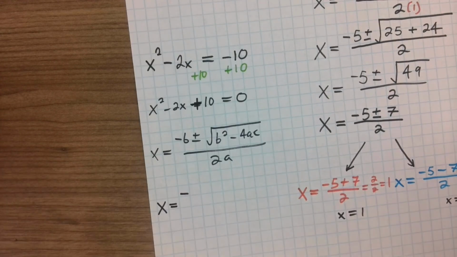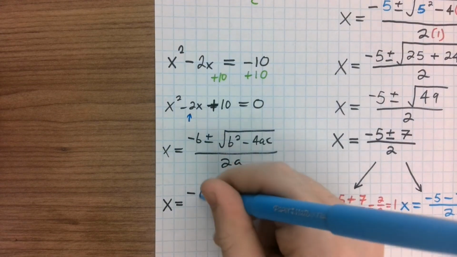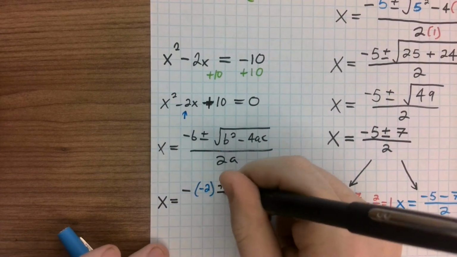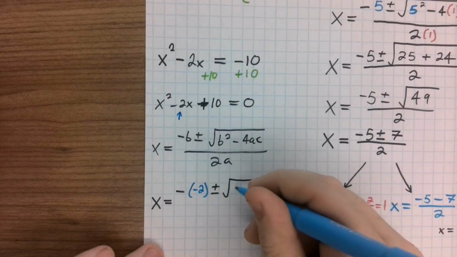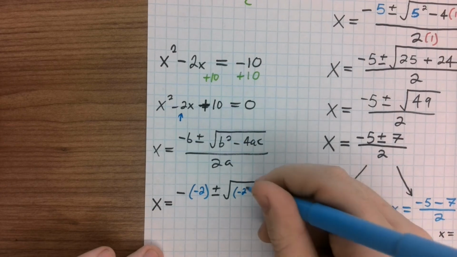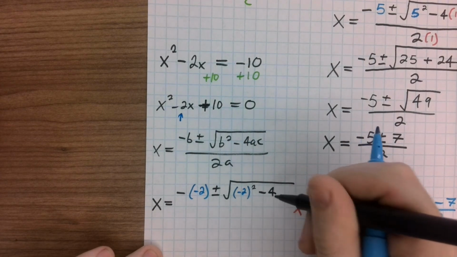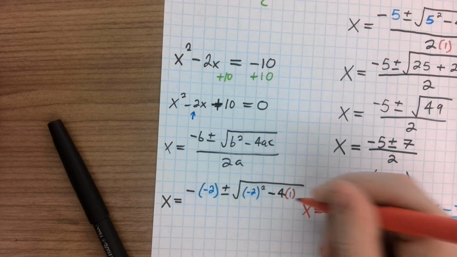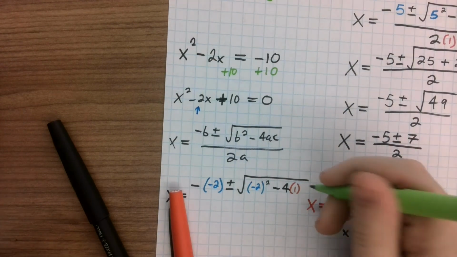X is equal to negative b. Well, our b value here is negative 2. So let's plug in negative 2 plus or minus the square root of b squared is negative 2 squared minus 4ac. Once again, our a value is just 1 because there's nothing in front of the x squared. This time our c value is 10.